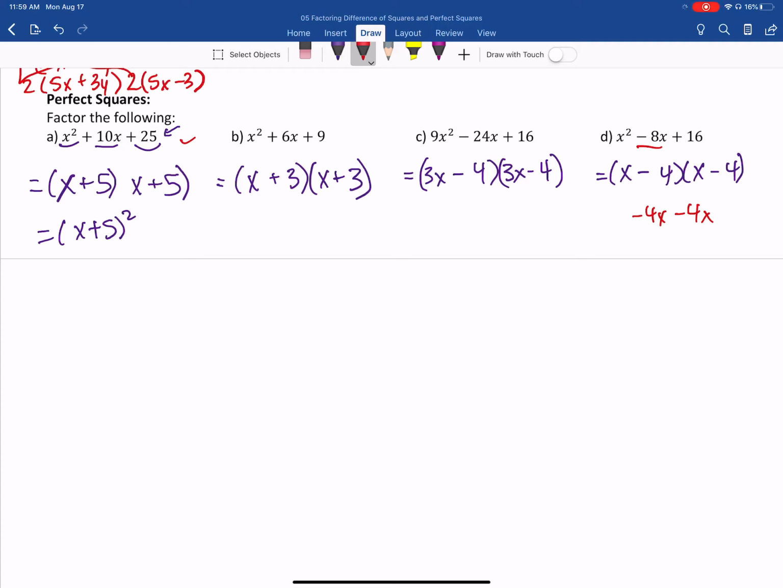So perfect squares sometimes happen, and you just notice them by looking at the first number and the last number to see if they are square numbers. And then you do the same thing as if you were doing difference of squares, but it's not one plus and one minus. It's both positive or both minus. That's perfect squares.